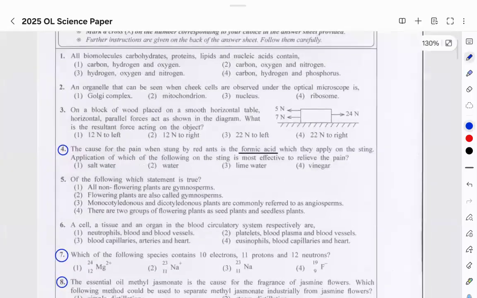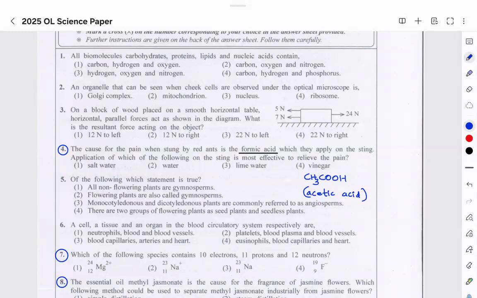Salt water. Salt water is not a base, right? Salt water is not a base. Water. Remember, students, water is actually a neutralized form. And vinegar, right? Just now I told you vinegar means actually acetic acid, CH3COOH. This is acetic acid. That means vinegar is containing an acid. Therefore, we can't use vinegar to neutralize formic acid.